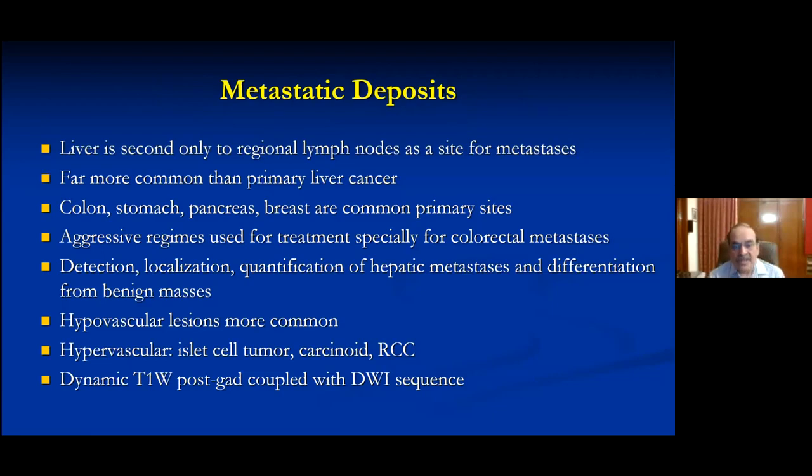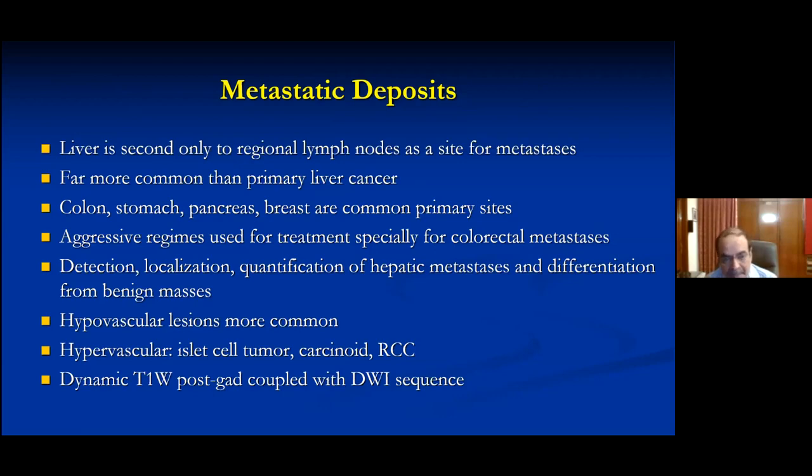So let's move on to seeing metastatic deposits and how they differ in their appearance. Liver is second only to regional lymph nodes as a site for metastatic deposits. The common sites of primary where mets to the liver come from are colon cancers, gastric cancers, pancreatic cancers, neuroendocrine tumors of the pancreas, kidney tumors, and carcinoma of the breast.